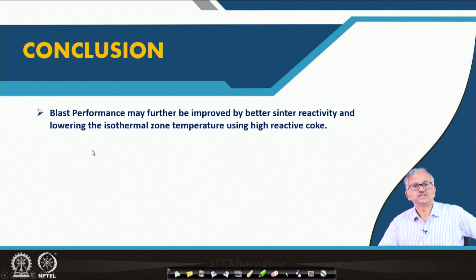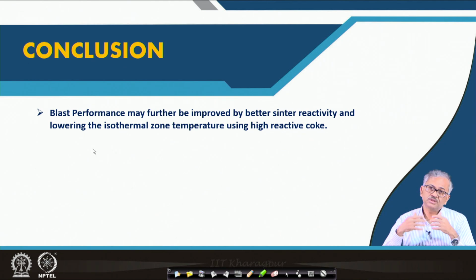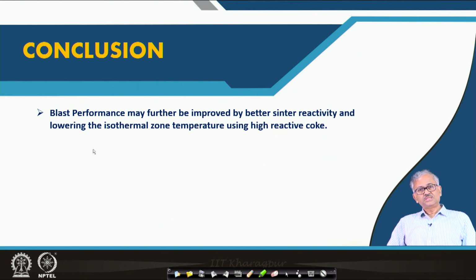So what we see is that blast furnace performance we can still increase. First of all, we have to ensure that the chemical reserve zone exists in a blast furnace, and for that we have to increase the reactivity of the ore, especially the sinter reactivity. Second, we can further improve the performance of the blast furnace if we can decrease the isothermal zone temperature, and that can be done by enhancing the reactivity of the coke. The coke reactivity can be increased by alkali impregnation, which is one of the major methods, and it has been tested in the pilot plant also.